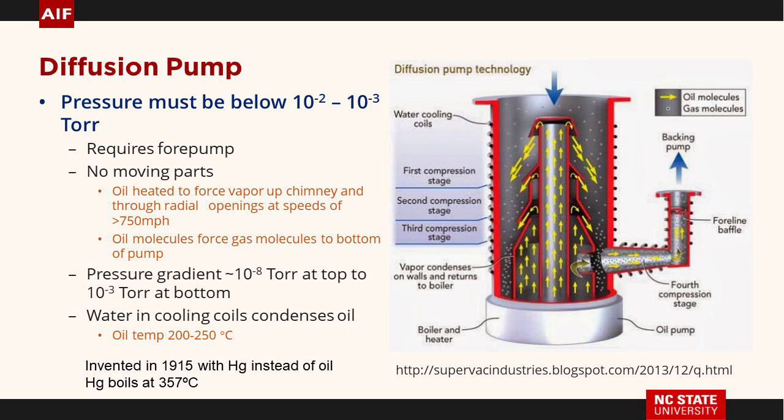Now we'll talk about the diffusion pump. Oil, heat it up. The original ones were mercury. Don't do that. The oil is heated, comes out through little holes, and it comes out at supersonic speeds. So it may be 10 to the minus 8 or 9 torr here and 10 to the minus 3 torr here.